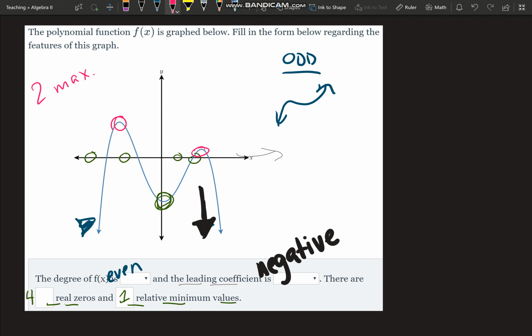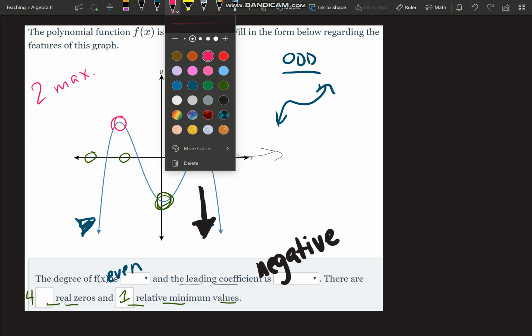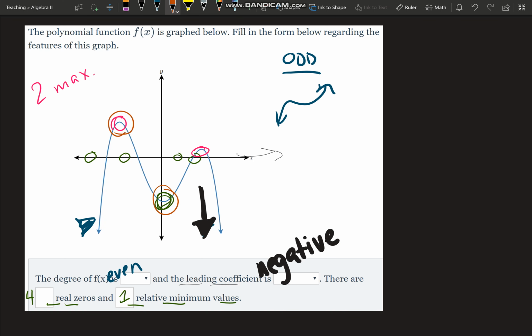And then it might also ask about extreme values. Extreme values counts both. So 1, 2, 3 in this case. 3 extreme values. So hopefully that helps out with those of you who are struggling with this assignment.